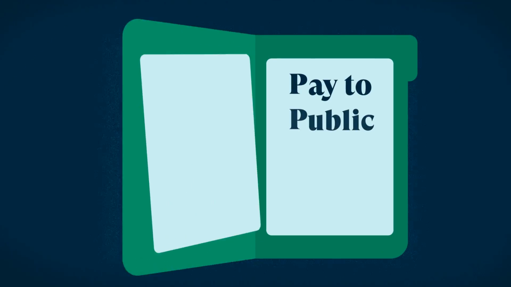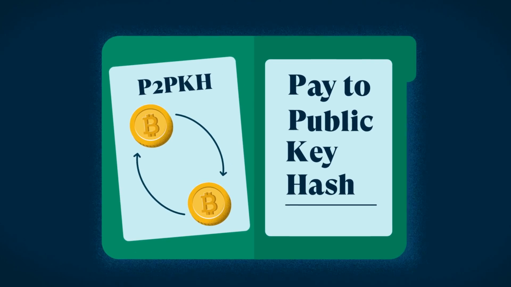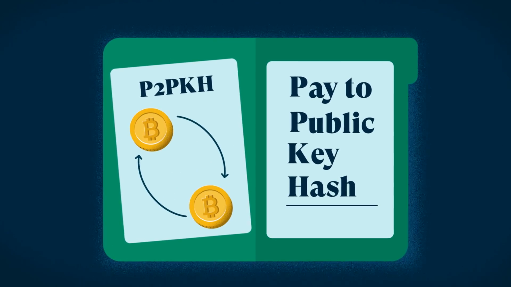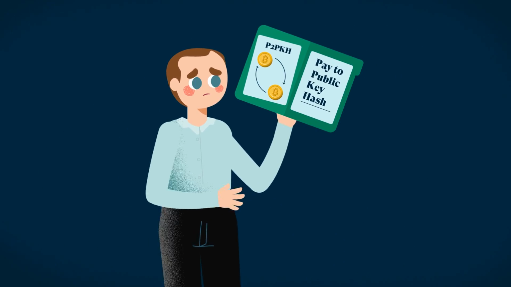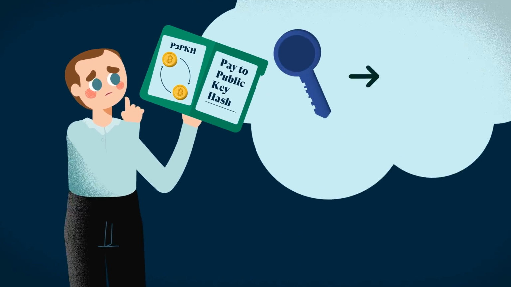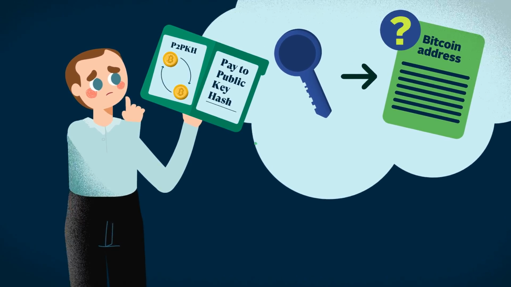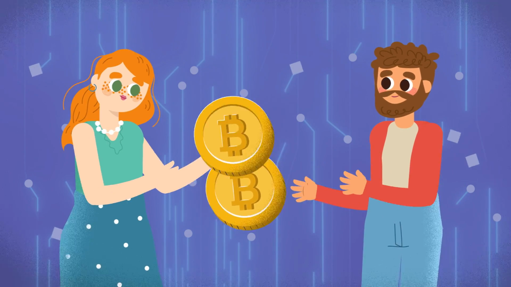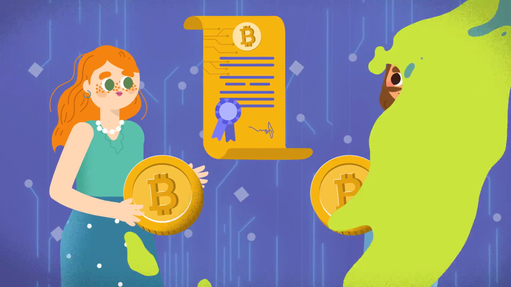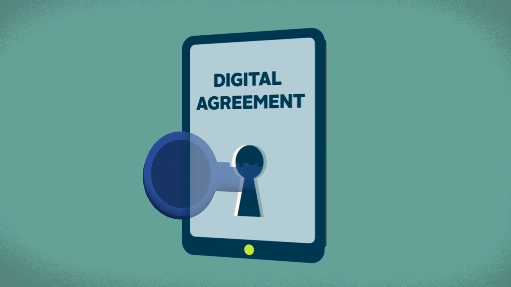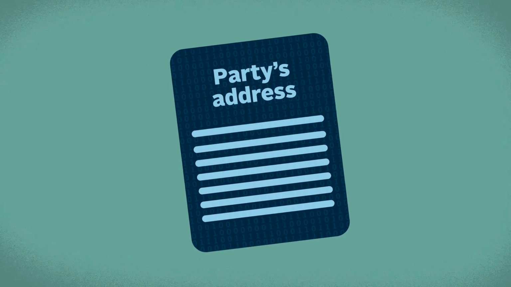First up, there's the Pay-to-Public-Key-Hash, P2PKH, contract, probably the most common smart contract for Bitcoin transactions. As its name might suggest, you might wonder, is this just a simple payment to a hashed public key, aka a Bitcoin address? Yes, surprisingly, even a basic transfer involves a simple smart contract. Think of it as signing a digital agreement with your private key to send funds to another party's address.